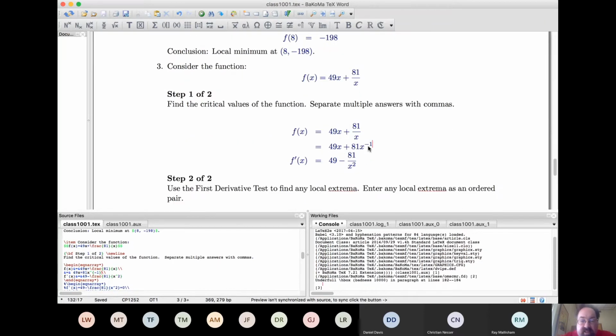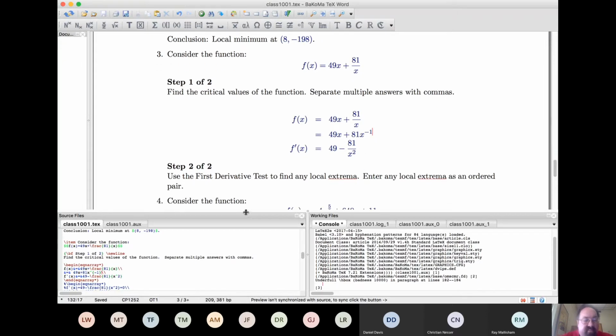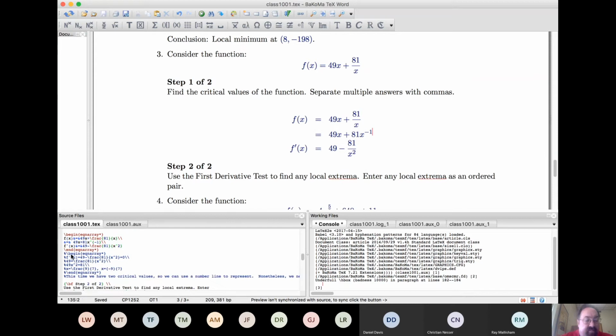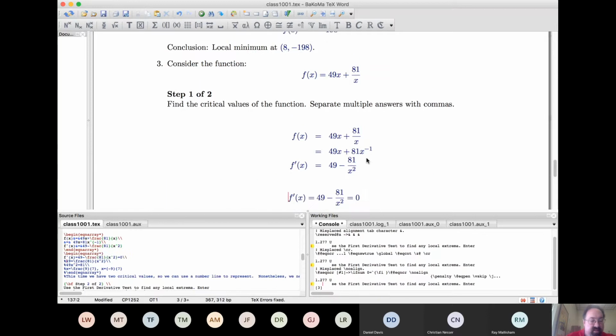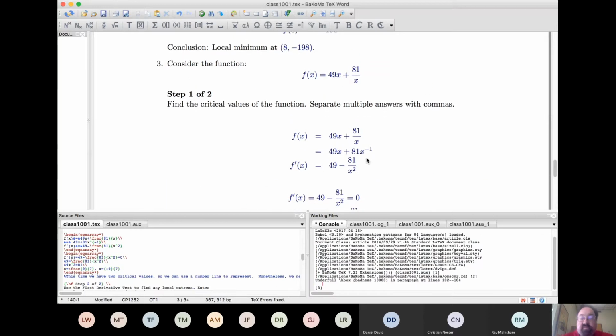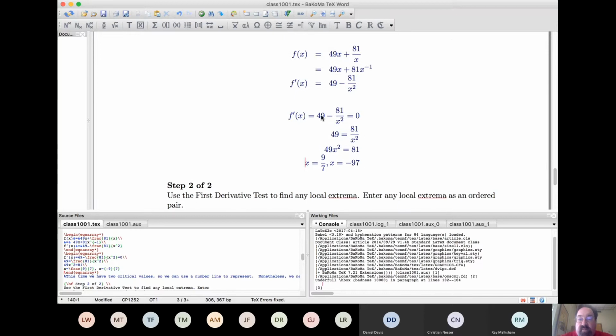So then when you take the derivative, the coefficient rule for 49x just gives you 49. And then we have minus, for the minus 1 coming down, 81 x to the minus 2, but that's the same as 1 over x squared. So that's what we get for the derivative in this case. Now we set this equal to 0. All right, so then we move 81 over x squared to the other side, and then multiply both sides by x squared to move it up top.